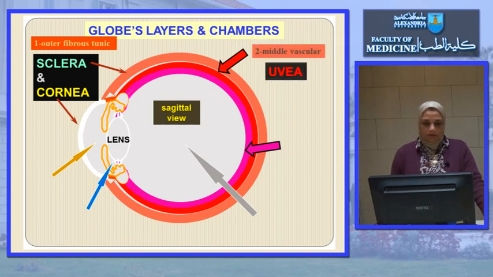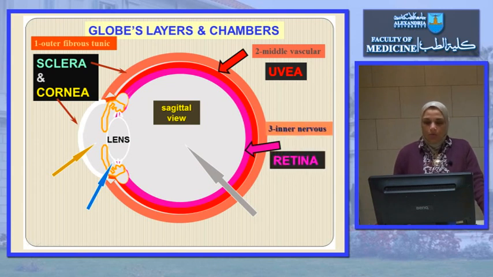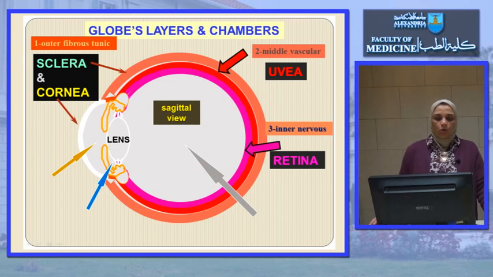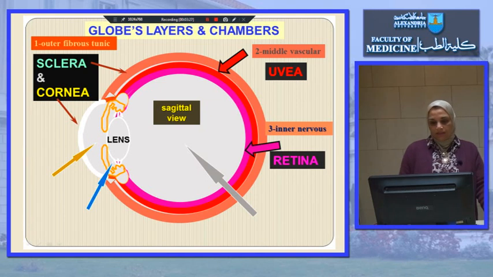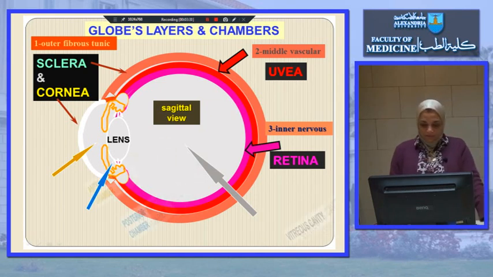While the middle coat or the middle layer is the vascular and pigmented layer. It is called the uvea or uveal tract. The uveal tract is formed of 3 main parts: the iris, the ciliary body, and the choroid. It's marked in red. While the inner coat or the inner layer is the retina, okay? And this is the sensitive coat, the photosensitive coat.